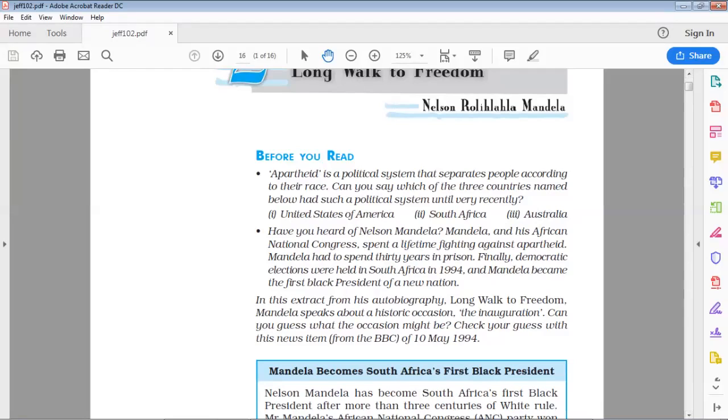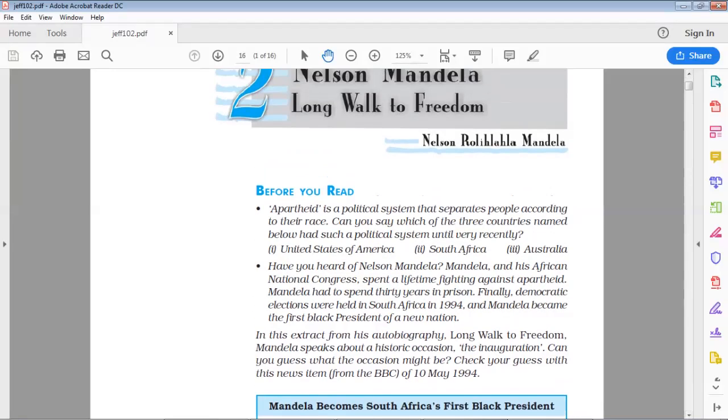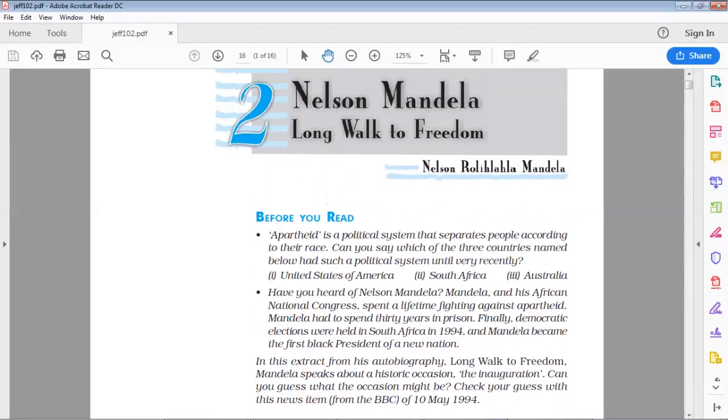Today I will be taking the lesson whose name is Nelson Mandela: Long Walk to Freedom, which is written by Nelson Rolihlahla Mandela himself. It is an autobiography written by Mandela about himself.